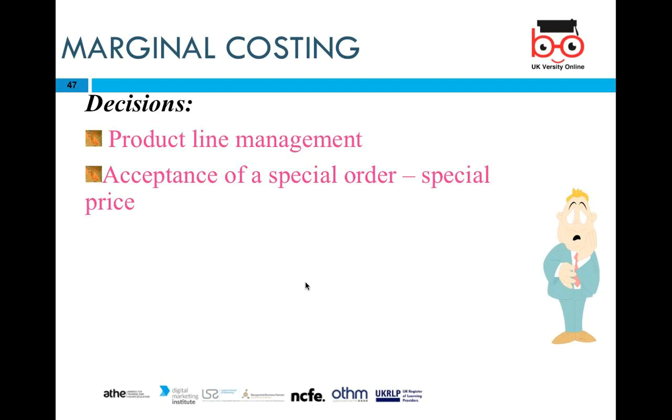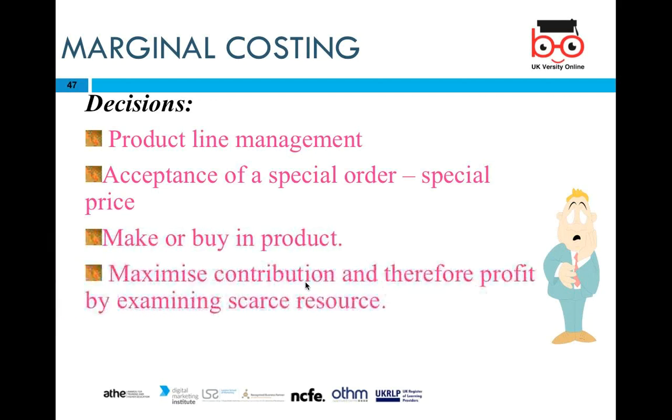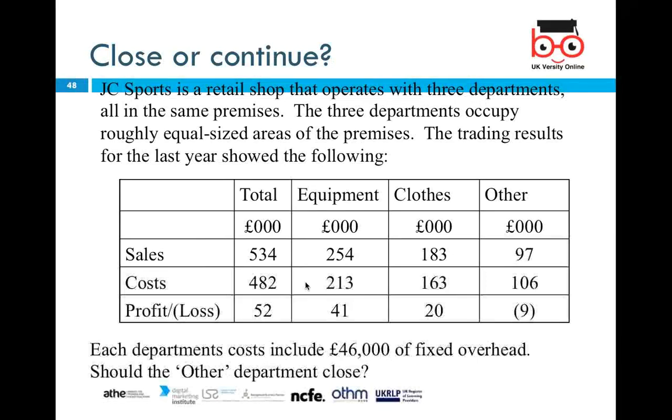So normally marginal costing decisions come from product line management, acceptance of a special order, whether to buy or make, and maximizing contribution and therefore profit by examining scarce resources. For example, a very important decision is whether the company can close or continue. We can take one example here.